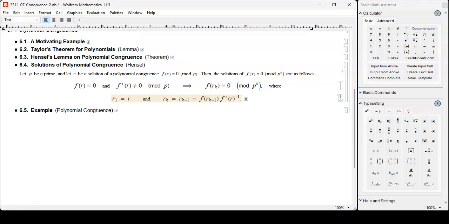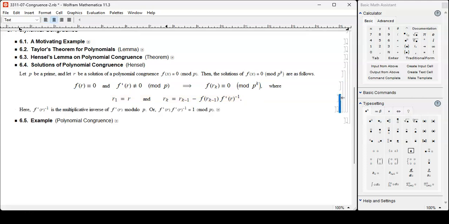Let's see, do we have enough time to prove it? Okay, let's try. Here, f prime r negative 1 power is the multiplicative inverse of f prime of r modulo p, not modulo p to k power or k minus 1 power or anything, modulo p. And then that's valid because of this. Okay, all right, how to prove it?